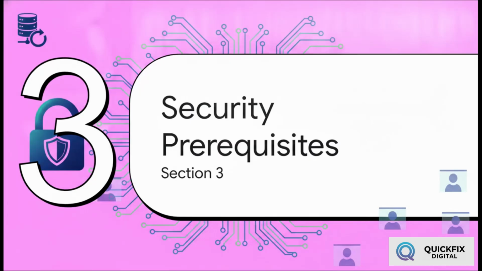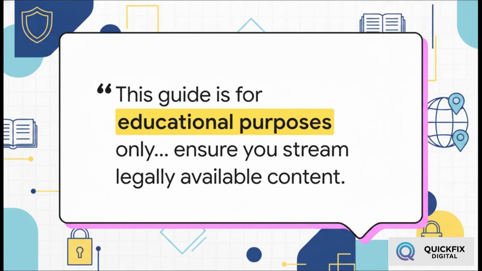Section 3, Security and Privacy Prerequisites. Before we get into the tech stuff, just a really quick reminder. This explainer is strictly for educational and informational purposes. It is absolutely crucial to make sure you're only accessing content that is legally available in your specific region.